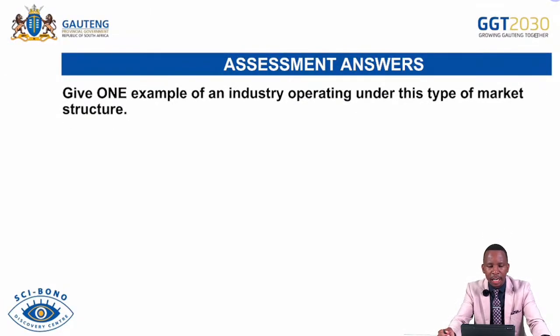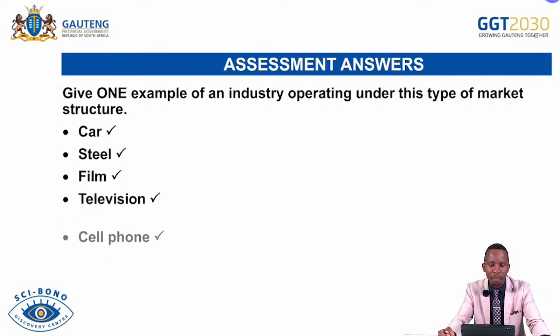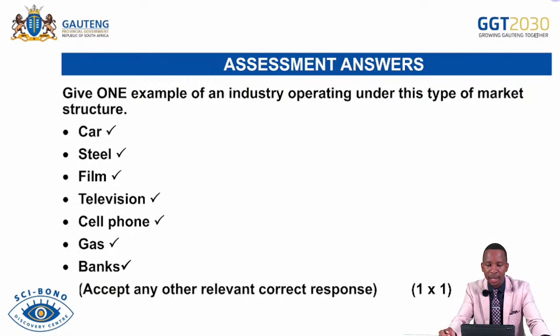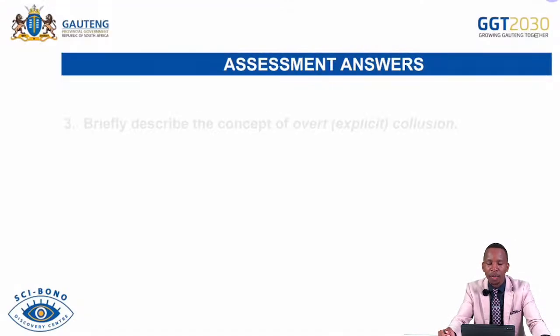Assessment again: give one example of an industry operating under this type of structure. We have the car industry, steel industry, film industry, television industry, cell phone industry, gas industry, banking industry, and any other answer can be accepted. That is correct, but it is worth 1 mark. And then we continue.